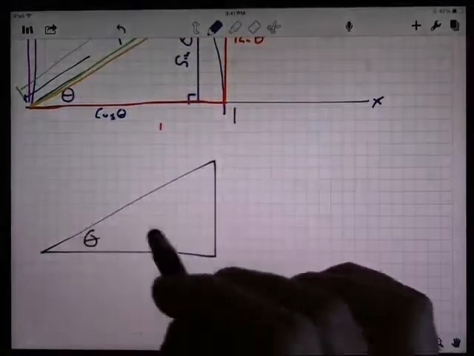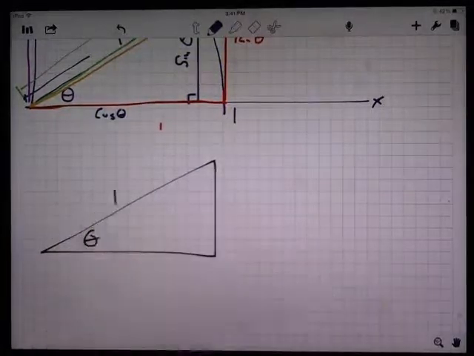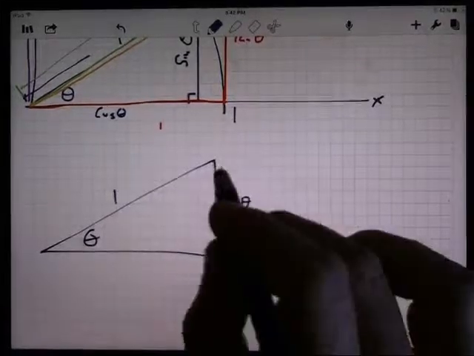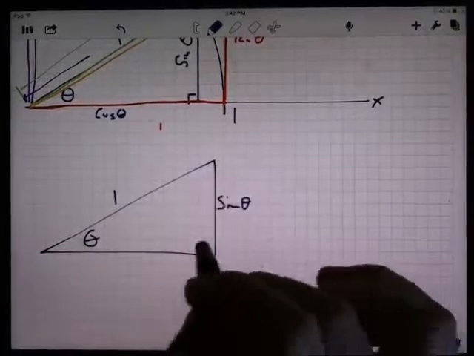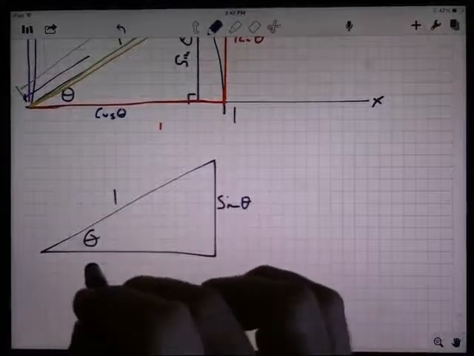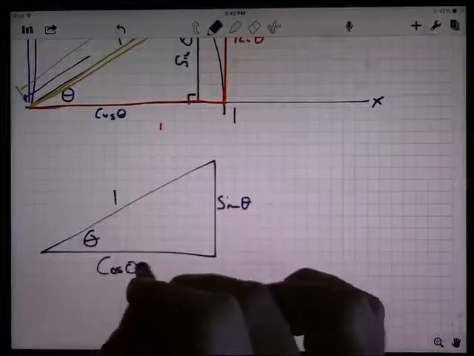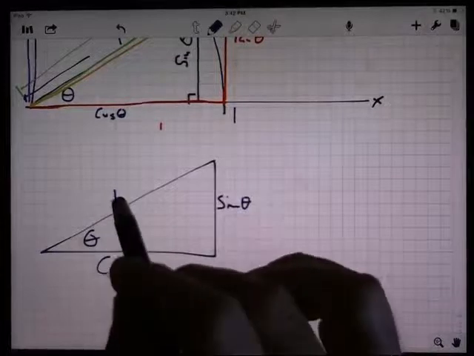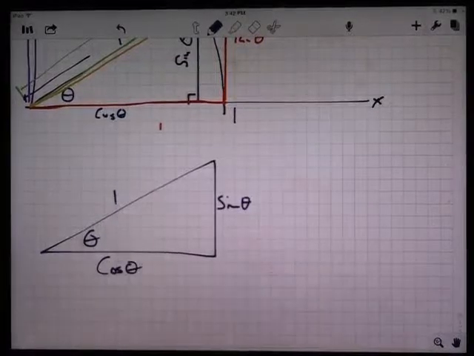This angle is theta. The hypotenuse is 1. That means the opposite side has to be the sine of theta. The length of the opposite side is equal in value to the sine of the angle theta, and the length of the adjacent side is equal to the cosine of the angle theta, because the hypotenuse has length 1.